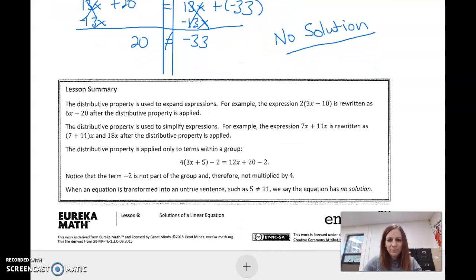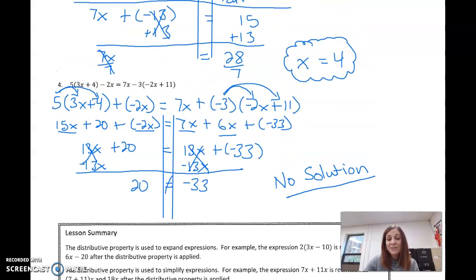So in our summary here, at the very bottom, we can say this. When an equation is transformed into an untrue sentence, such as 5 equals 11 or 20 equals negative 33, we say the equation has no solution. And that's part of those new type of solutions we're going to be getting into. Not new, but we're just going to have to understand not every equation has a solution. Follow your steps. Get to this two-step equation. And I promise the more you practice it, the easier it gets.